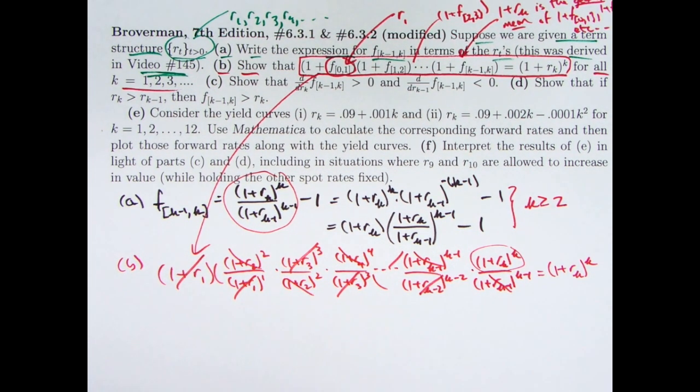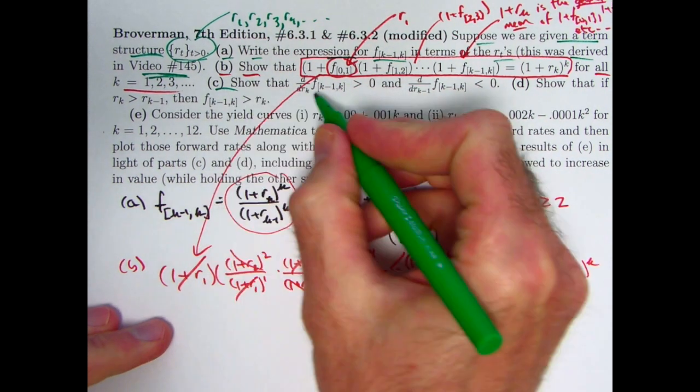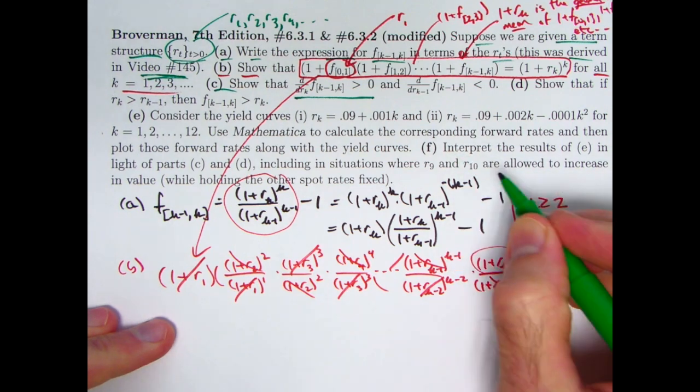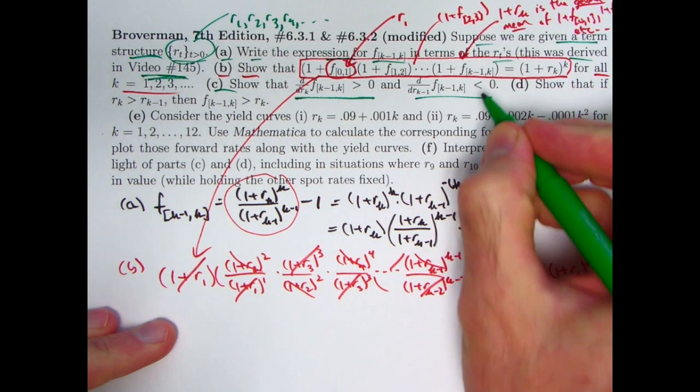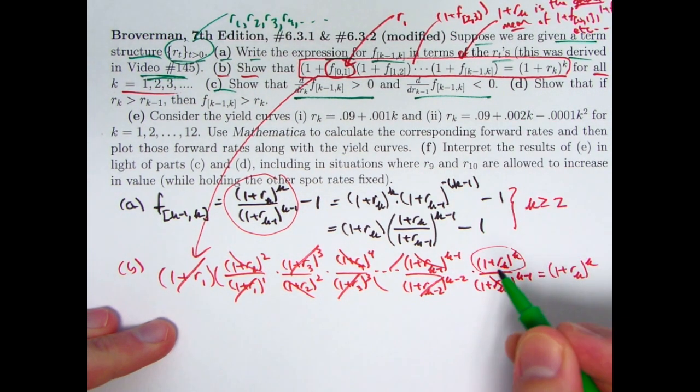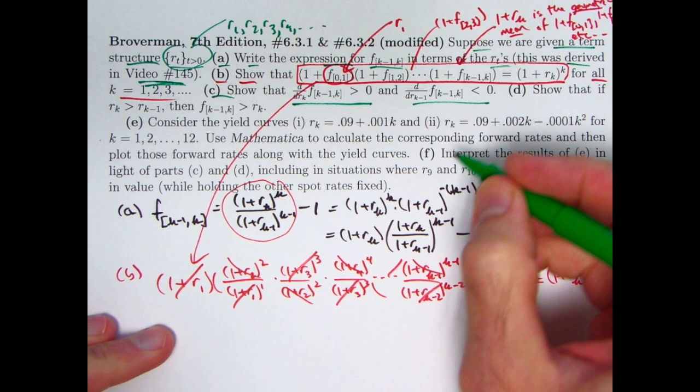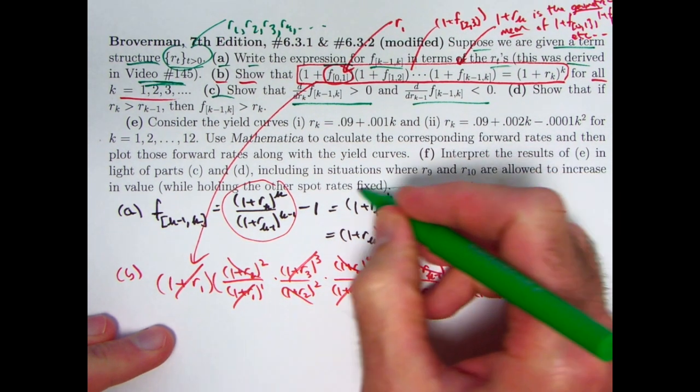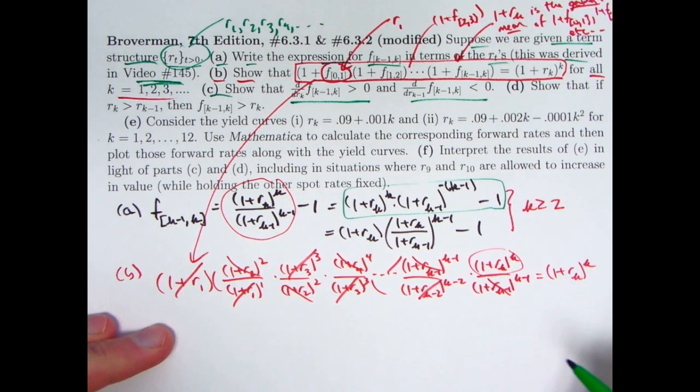All right, on to part C. Part C, show that this derivative and this derivative are positive and negative respectively. And that's where, at least with the second one, this version of the formula is going to come in handy.